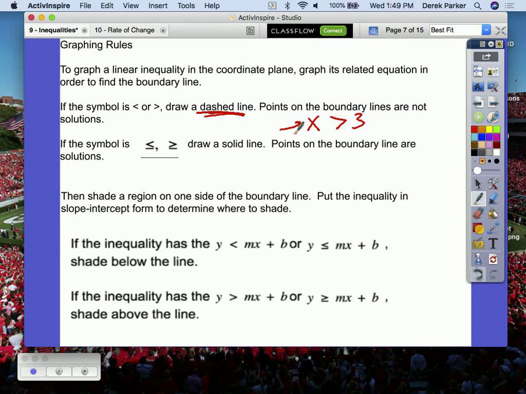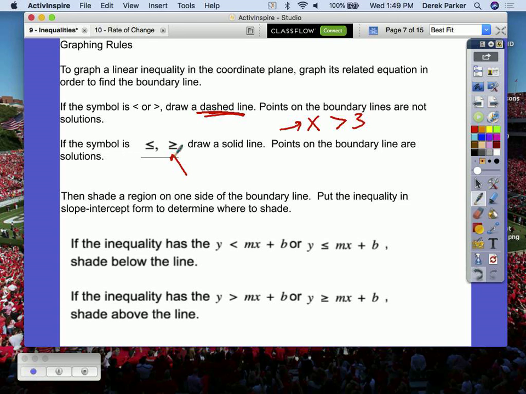If the symbol is less than or equal to or greater than or equal to, draw a solid line. Points on the boundary line here are solutions. They can equal it because of the equal symbol underneath the inequality. Then shade a region on one side of the boundary line. Put the inequality in slope-intercept form to determine where to shade. It has to be in slope-intercept form so that you can shade it and graph the inequality.